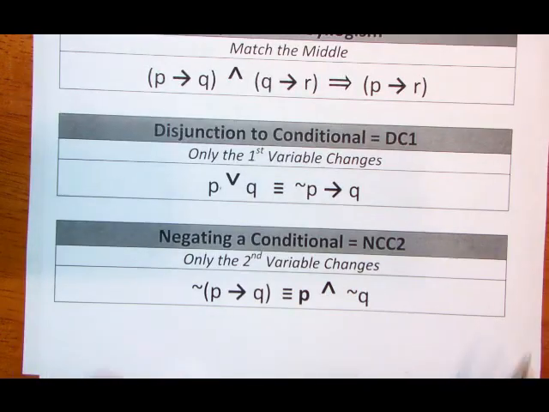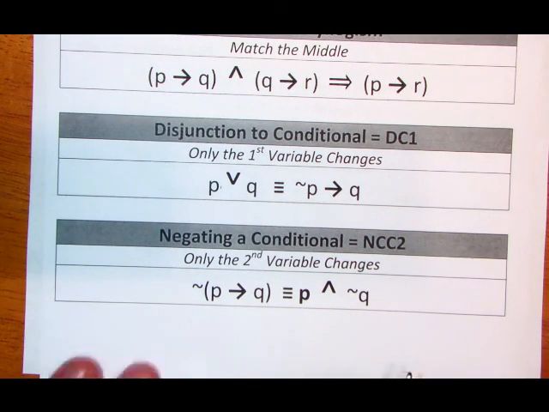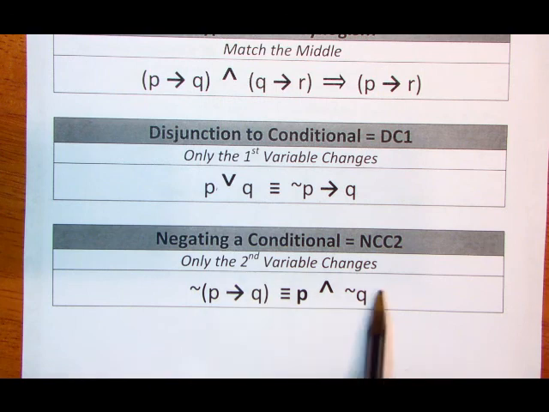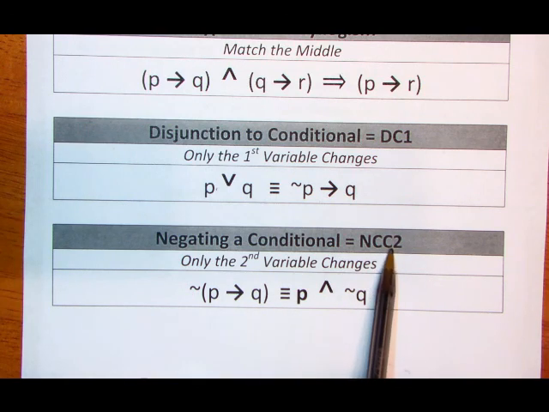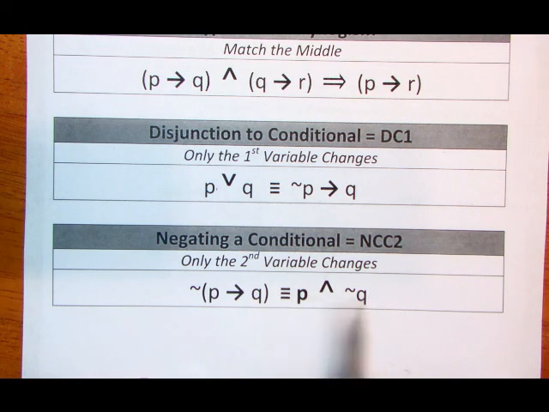And then of course, you know the rule of negating the conditional, or what I call NCC2, in which the second variable changes. That tells us when a conditional statement is negated, it becomes a conjunction. So negating the conditional becomes a conjunction, and only the second variable is affected.